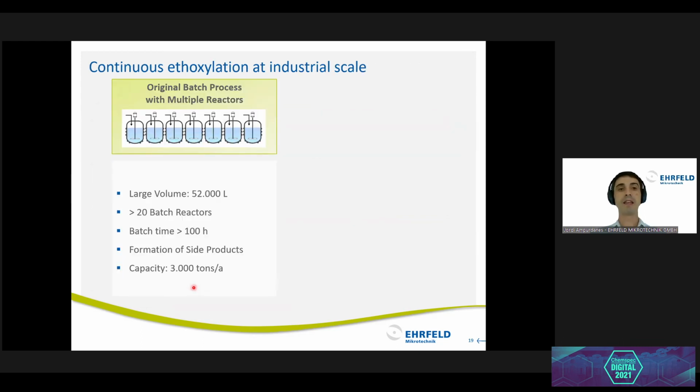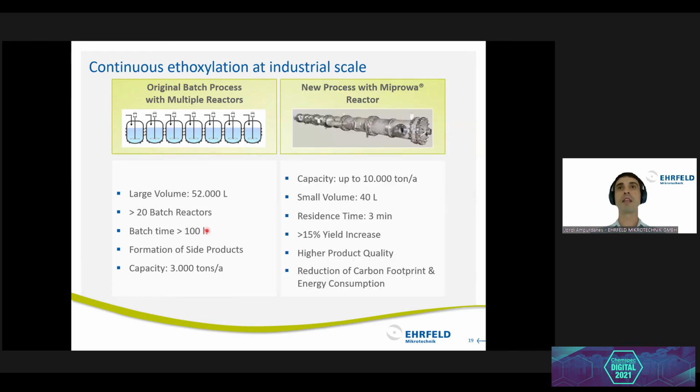And then here, what I'm showing is again one of the first slides that I showed when I started my presentation, talking about ethoxylation using batch reactors. As you may remember, very large volumes, several numbers of reactors were used, batch times higher than 100 hours, formation of side products and so on. Now what I'm showing is the real example of what we did with one of our clients.